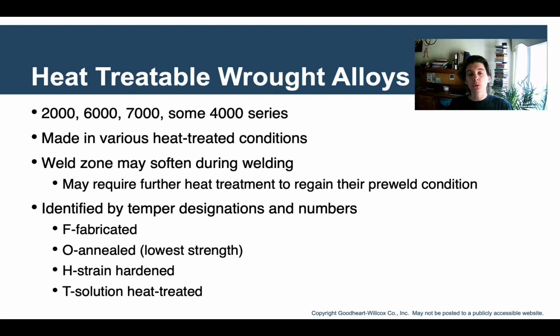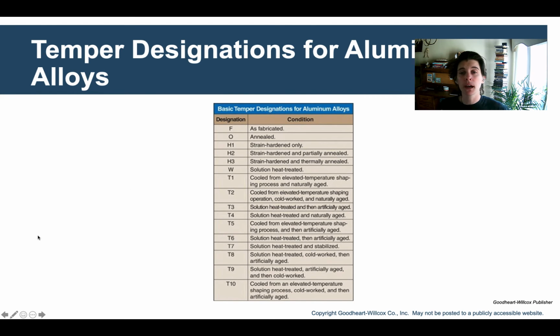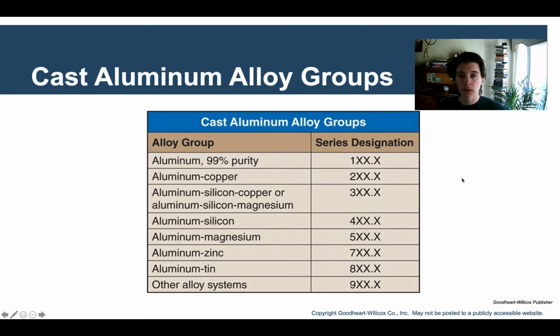The heat-treatable wrought alloys are identified by temper designations and numbers. They'll tell you how they've been heat-treated or what they are that you're getting. Fabricated, annealed, strain hardened, and solution heat treated are some of the main ones. So again, this is not a chart you have to memorize, just something that can be helpful. It tells you some of the different main designations that you might come across for aluminum alloys.